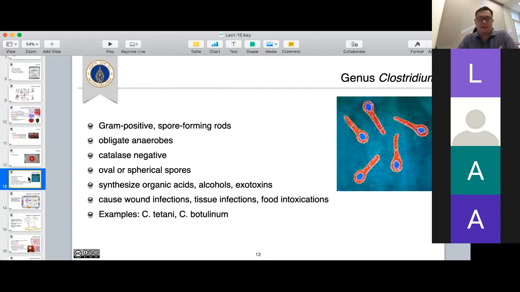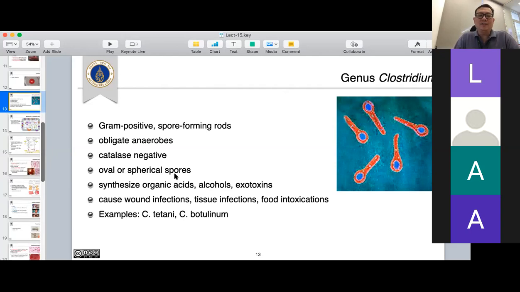Another group of bacteria in the spore formation is Clostridium, okay? Genus Clostridium is gram-positive spore-forming bacilli. This group is obligate anaerobe. It means they cannot tolerate oxygen. If they meet oxygen, they die, but they can survive in the spore form. This group cannot produce catalase enzyme, so catalase tests negative.